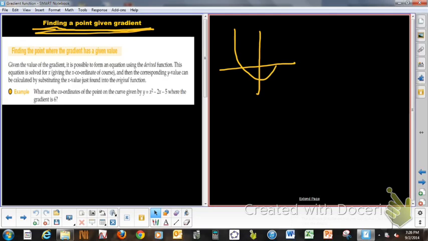We'll draw ourselves a quadratic. Now, if you think about this, what we're being asked to do is basically, we have some point which we actually don't know what that point is, and we know what the gradient is at that point. So in other words, we know what the gradient of the tangent is at that point. We just don't know what the point is.